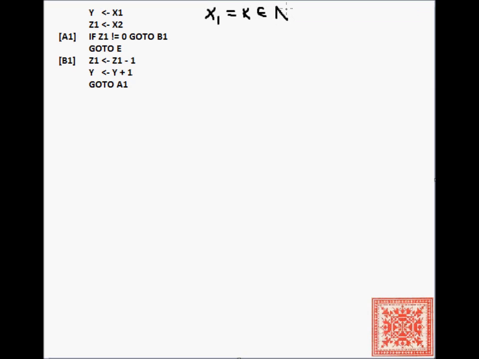Let's say that we take x1, the input argument, to be some natural number. Obviously, it has two input arguments, x1 and x2. And then let's take x2 to be 0 and see what it computes. So y is assigned to x1, x2 is assigned to z1. So then the a1 labeled instruction does not execute. We just go to e. And so y ends up with the value of x1.